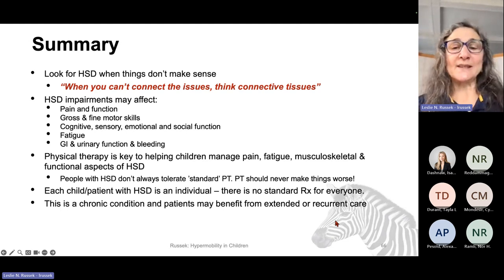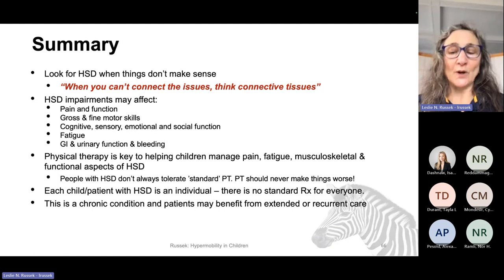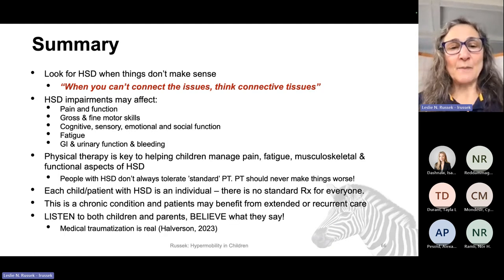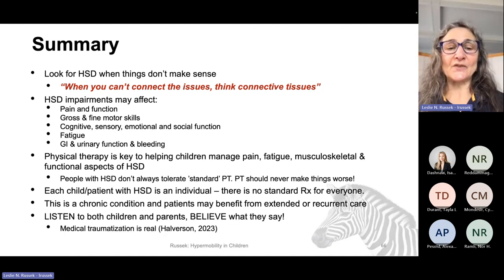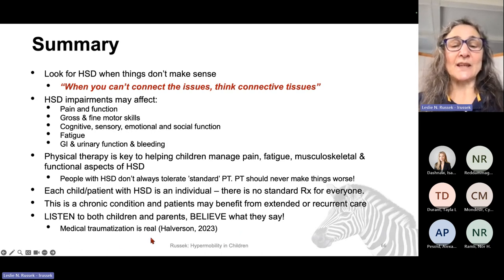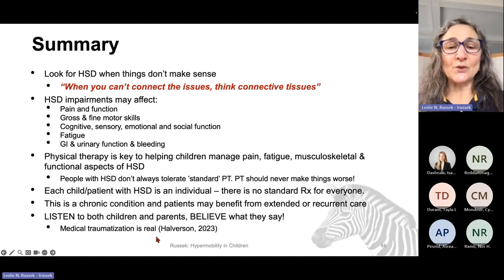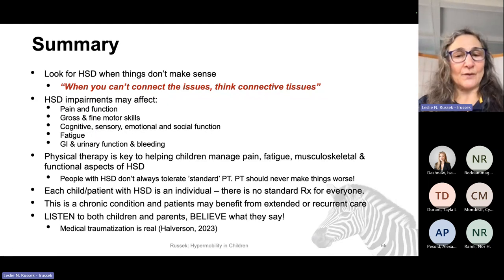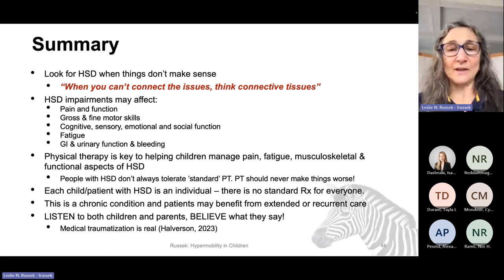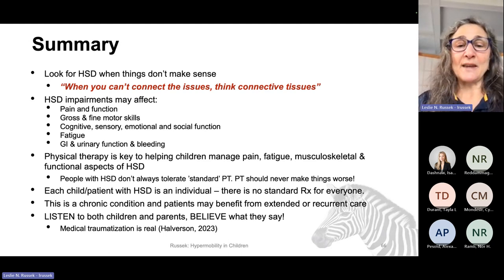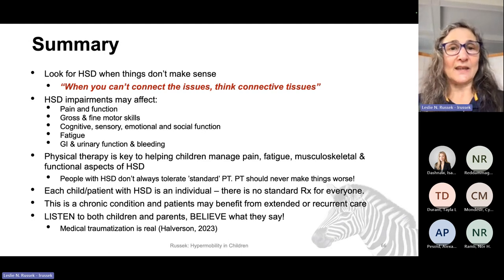These patients aren't going to go to PT for 4 to 6 weeks and be cured. Really listen to the patients and the parents, and believe what they say. The medical traumatization is real. I think you guys do a great job. I don't hear about medical traumatization from the local patients as much as I hear it from patients who live elsewhere, but we really want to make sure we're identifying these kids.